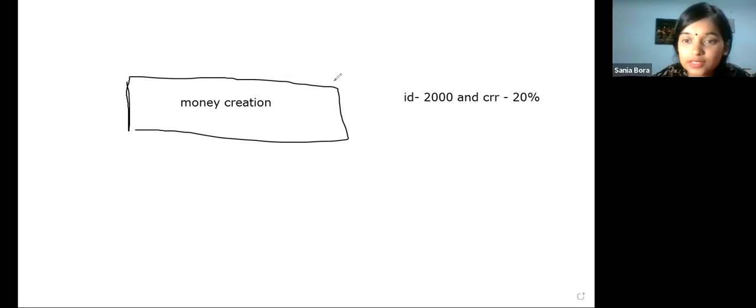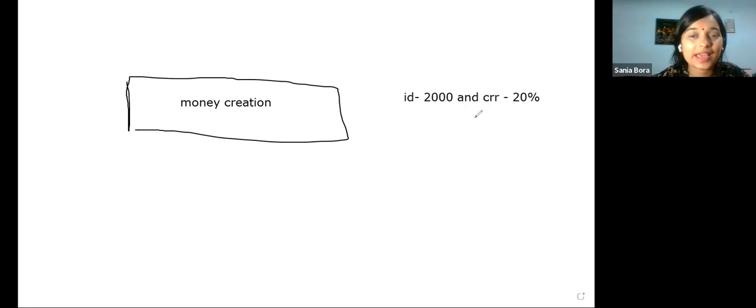From here, the CRR is the LRR. Sorry, this one. Yes, ma'am. Okay. So basically, this is LRR. In LRR, there are two components. One is CRR and one is your SLR, right? LRR is made up of two, but when we keep a reserve, over here we only mentioned CRR.